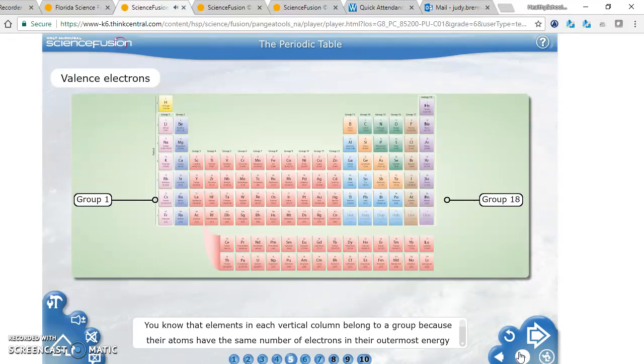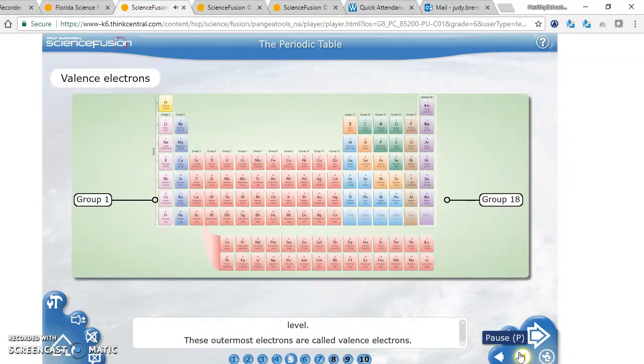You know that elements in each vertical column belong to a group because their atoms have the same number of electrons in their outermost energy level. The outermost energy level electrons are called valence electrons. They determine how or if an element reacts. Let's look at some examples. Click on the group numbers to learn more about valence electrons.